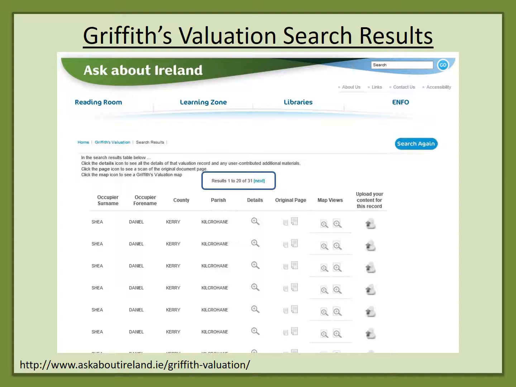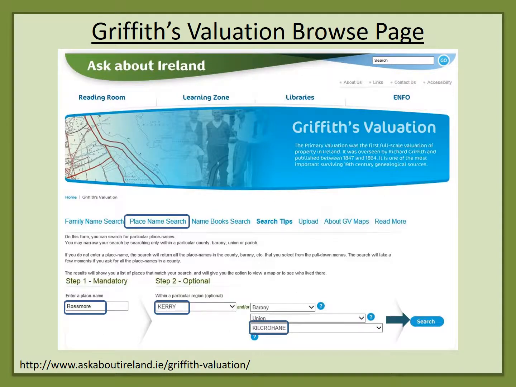The initial search produced 31 entries for Daniel Shea in Kilcrohane parish. In order to narrow this down, let's try a place name search. We can enter the townland and then use the pull-down menus to select the county, barony, union, and/or civil parish on the place name search menu. However, it is usually not necessary to select the barony or union unless the civil parish is not known. If the spelling of the place name does not match the spelling used during the valuation, the search will fail.